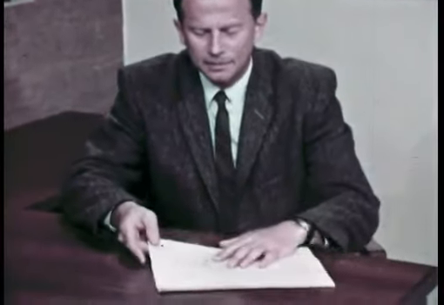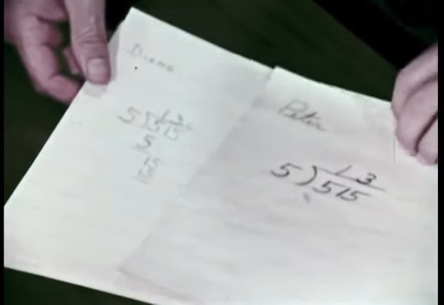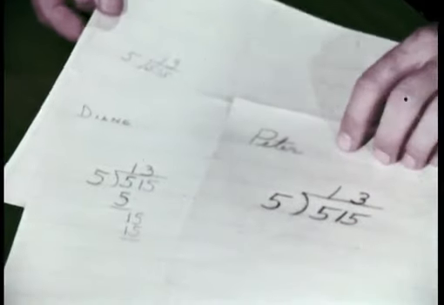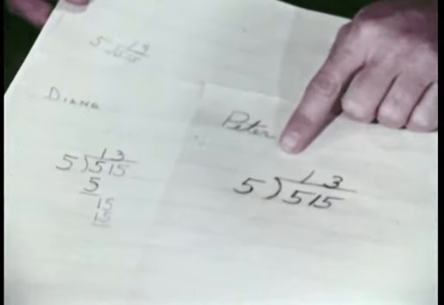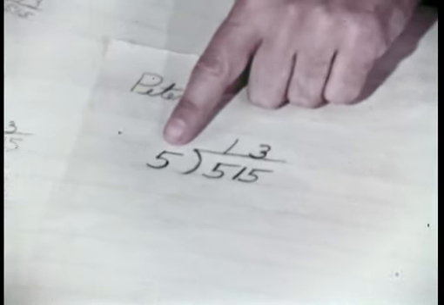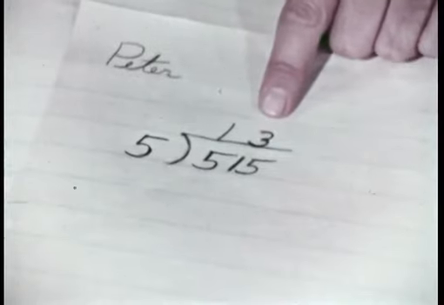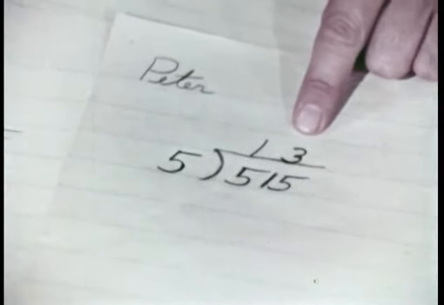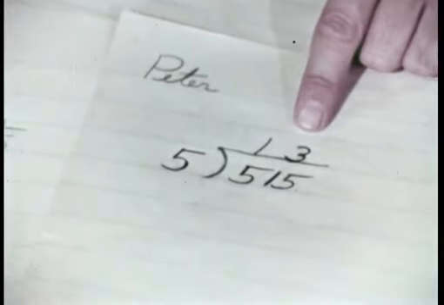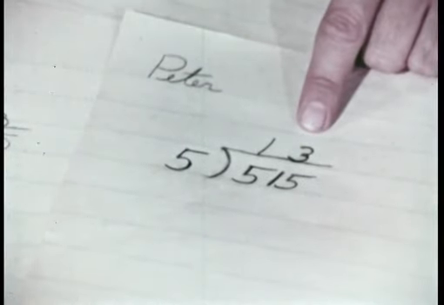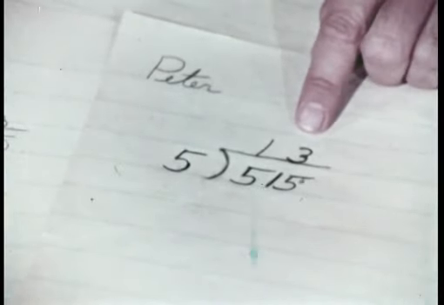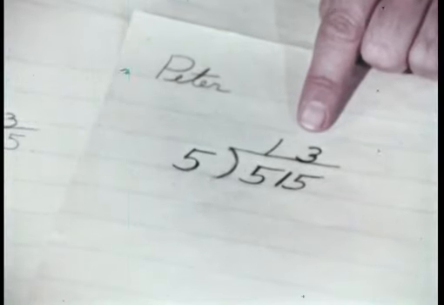Some of the children showed they didn't really understand division computation when they worked out the problem this way. We asked one child how he worked this example. He said, 5s in 5, 1. 5s in 15, 3. We asked, what's your answer? He said, 13.